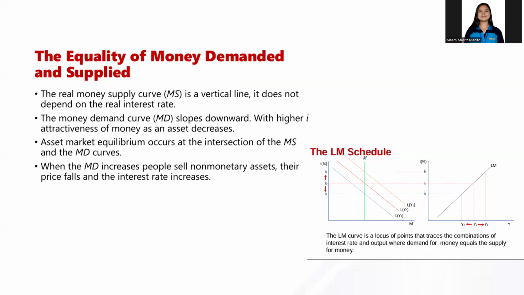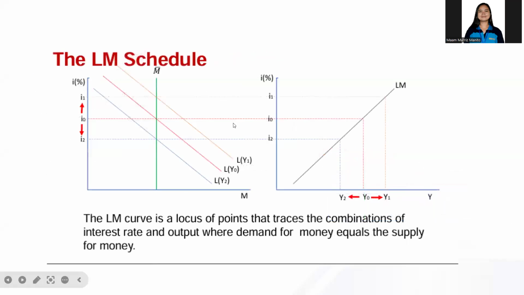So when the MD increases, people sell non-monetary assets, their price falls, and the interest rate increases. So if yung money demand increases, pag tumataas yung demand ng mga tao when it comes to money, people sell non-monetary assets, their price falls and the interest rate increases. So you can see the relationship in this LM schedule. We can see it more clearly in this slide.